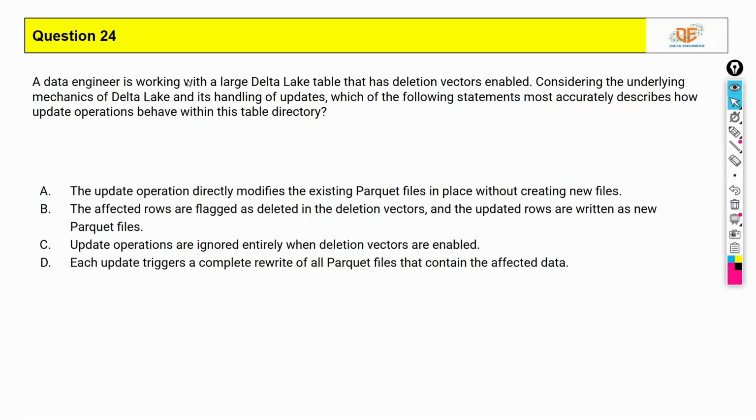A data engineer is working with a large Delta Lake table that has deletion vectors enabled. Considering the underlying mechanism of Delta Lake and its handling of updates, which of the following statements is accurately described? Okay, deletion vector: what happens if we are updating or deleting data from the table?